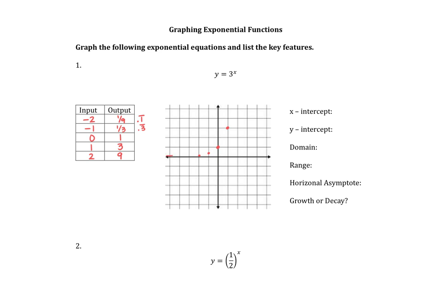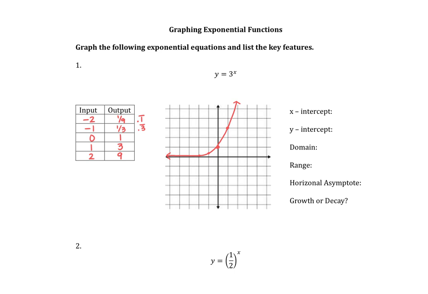And I'm going to connect all of my points. Again, do the best you can. It's okay if it's not perfect. Add arrows. Now we're going to identify our key features. Most of these we have seen before. The only new ones are horizontal asymptote and whether or not it shows growth or decay.